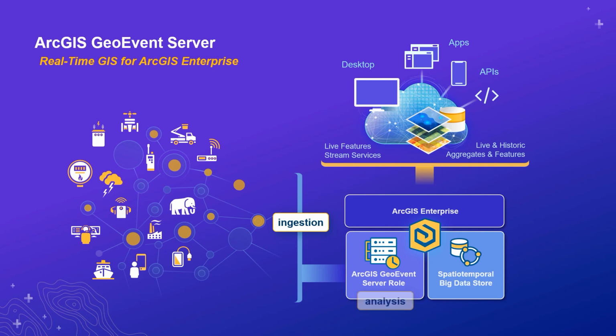A second key capability, configurable filters and processors, enable you to design and apply analysis for event records you ingest. This is the focus of this afternoon's technical workshop. Data from event records you process can be persisted as feature records in a geodatabase. Both a traditional relational geodatabase, such as Postgres, and the spatial temporal big data store are supported.